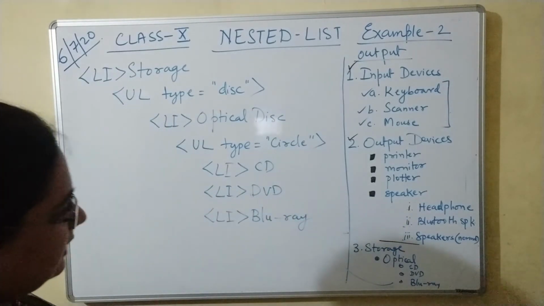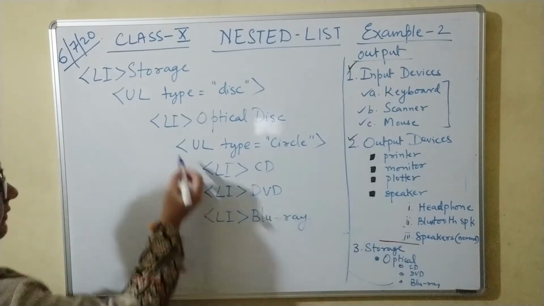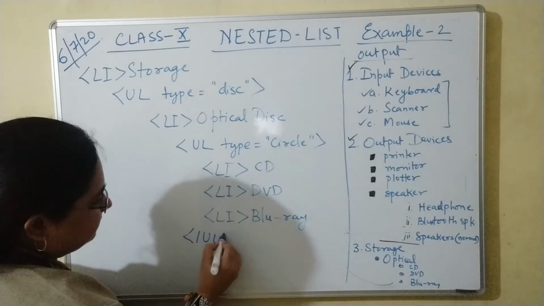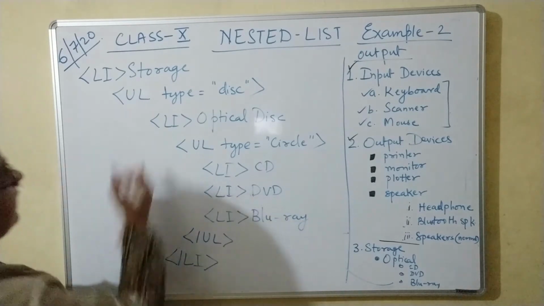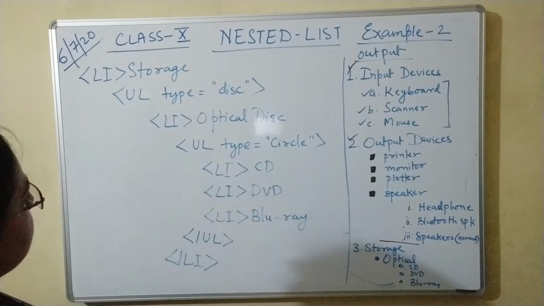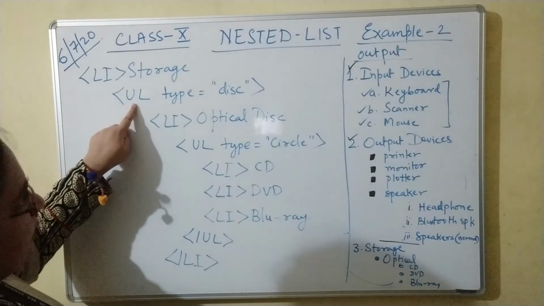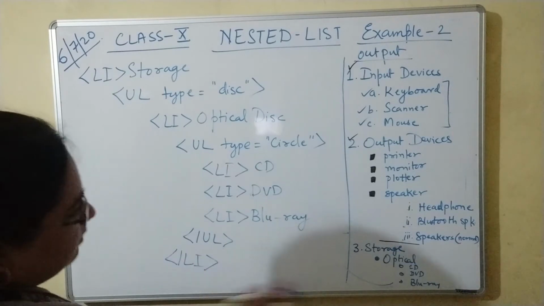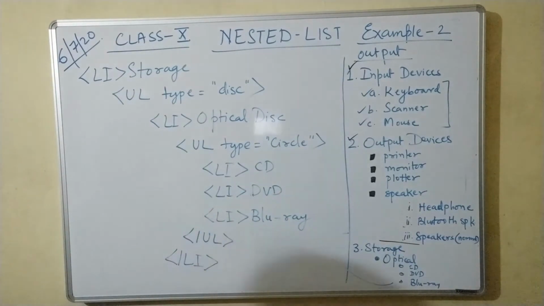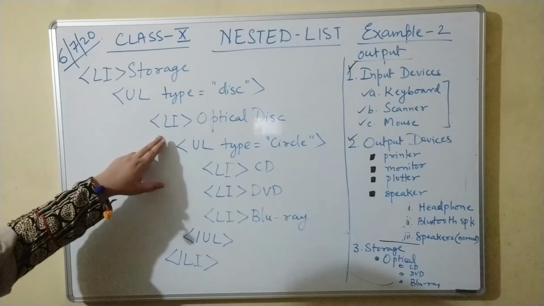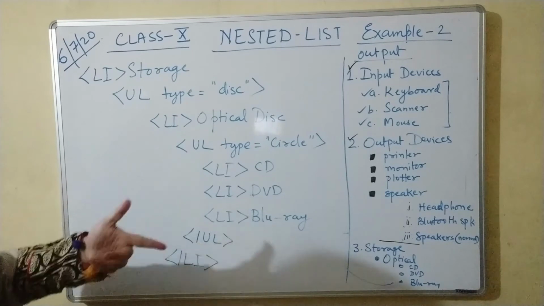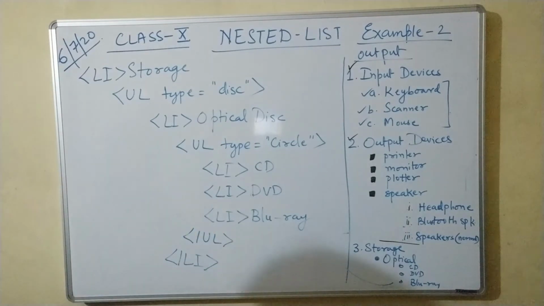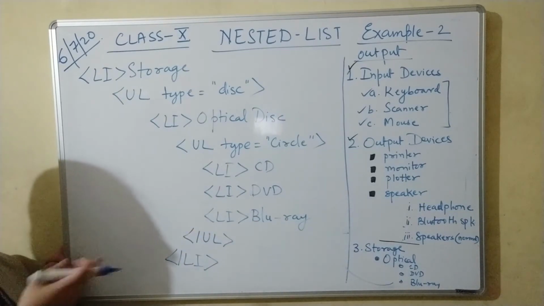And once this is done, let us see what we need to close. First we need to close the UL tag. Then we need to close this LI tag. And after the LI tag we cannot close this UL tag because there is still one more sublist, that is magnetic disks. So now this LI tag is closed, that is optical disk. There is still another list item left, which is your magnetic disk, which we have to start. So please take a screenshot and then I'll start with that.